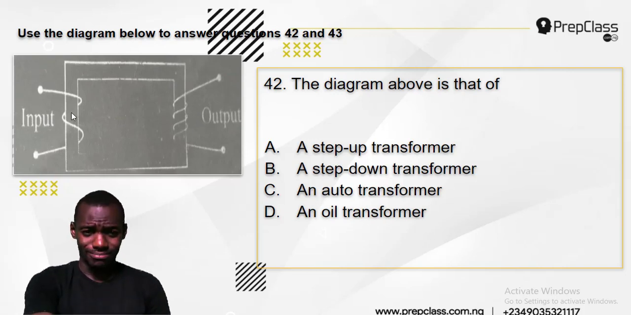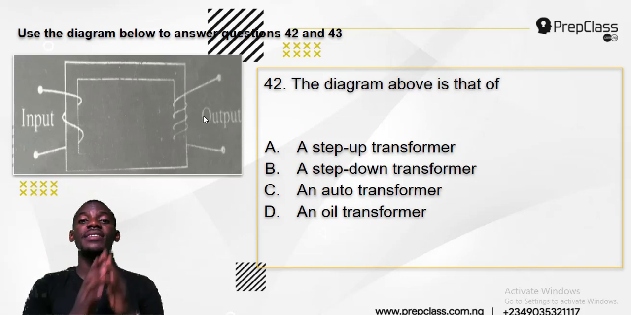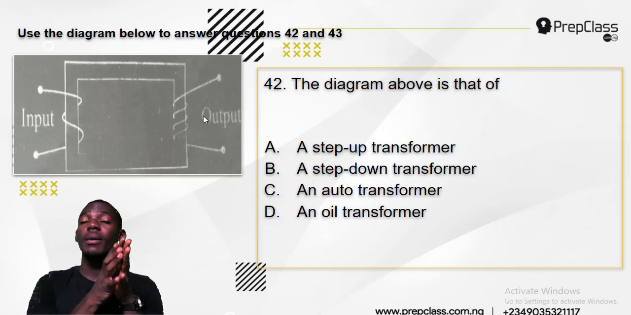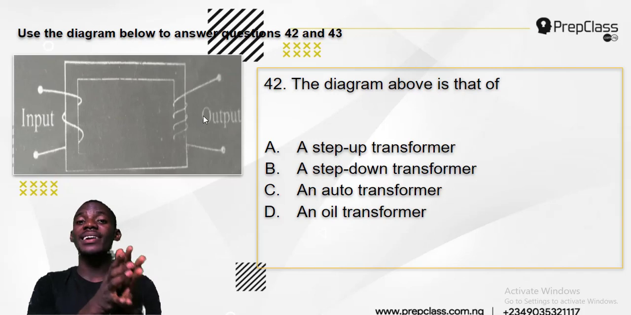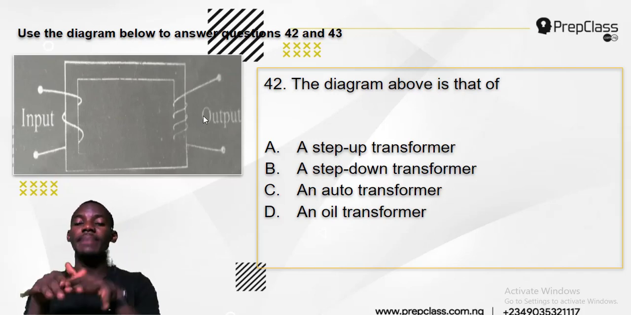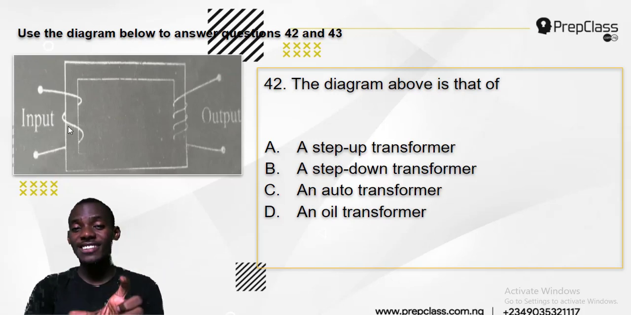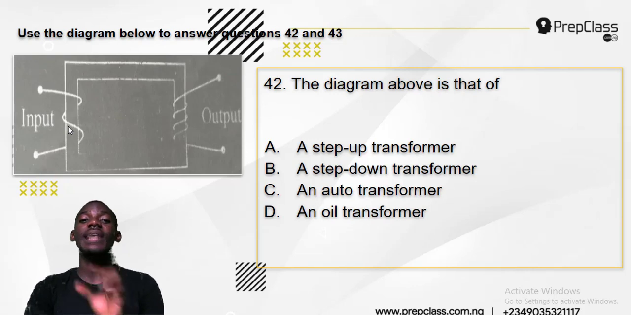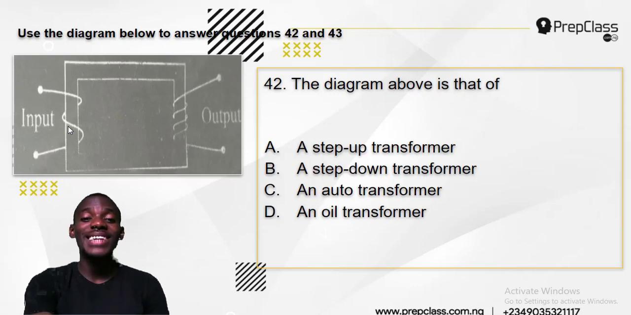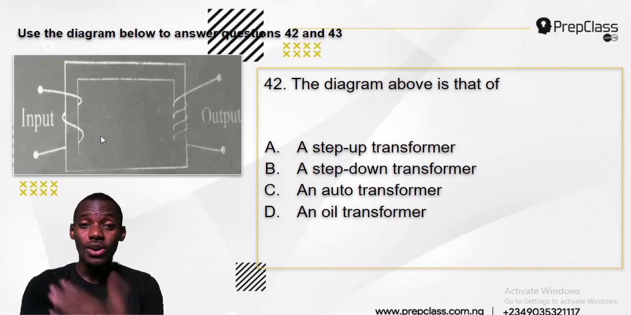Now, it is step down if there are more windings here and fewer windings here. So you can draw a step down transformer when the primary is more and the secondary is smaller. It came from more to smaller, that's step down. But this one is from the primary input, it came from less to higher, and that is step up. So it's a step up transformer, and that is the answer to the simple question.